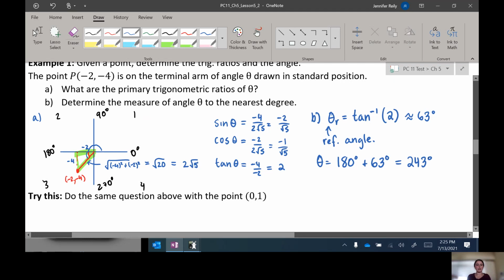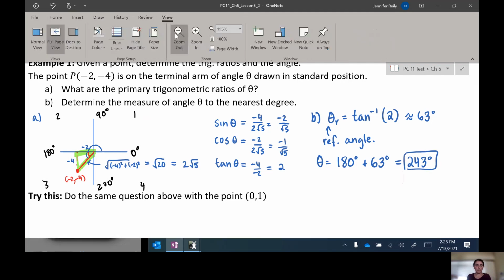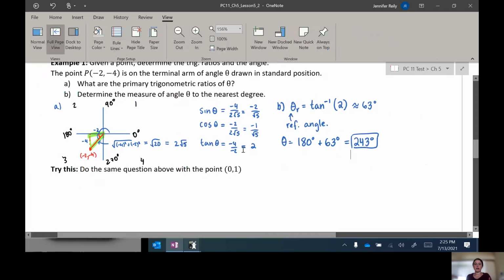There you go. That's how you use a point to determine your trig ratios. They could be positive or negative, and then you can use the inverse sine, cos, or tan button to calculate the reference angle. I recommend using the positive one because sometimes when you plug in the negative one, you'll get a negative angle, and that can be a little bit confusing. So I always just choose the one that's positive to do that.